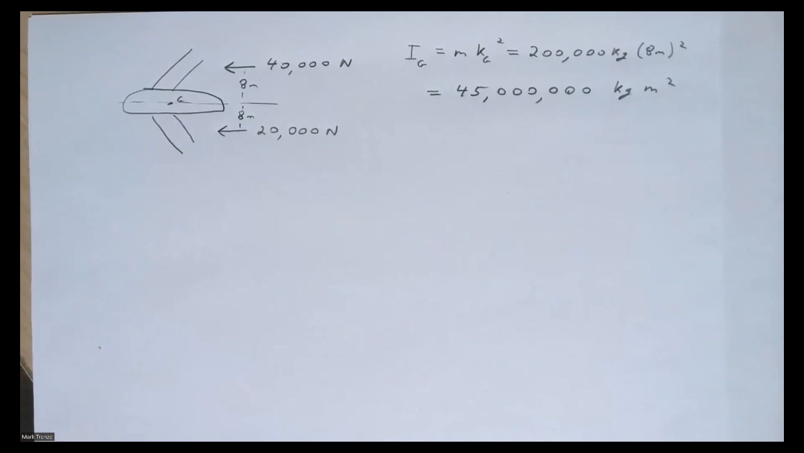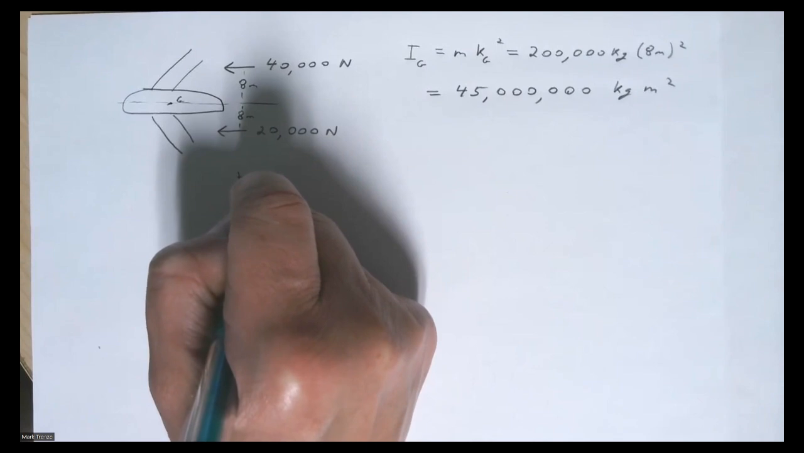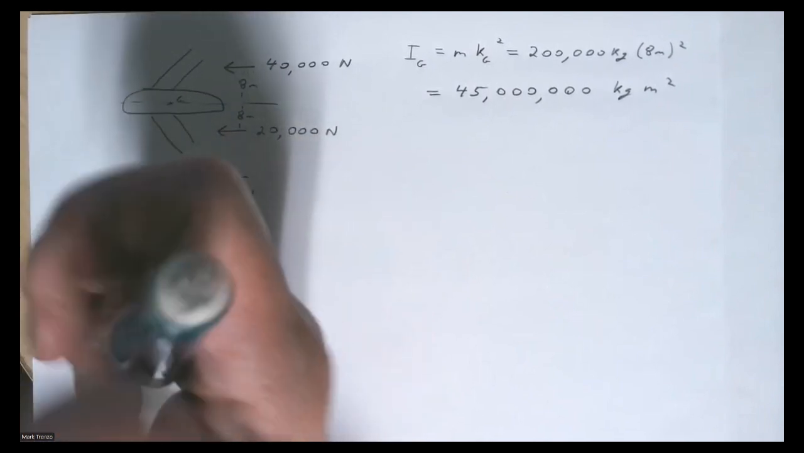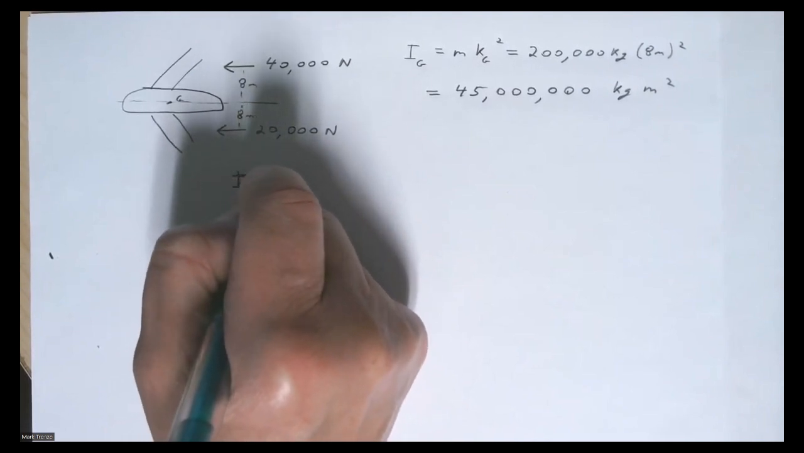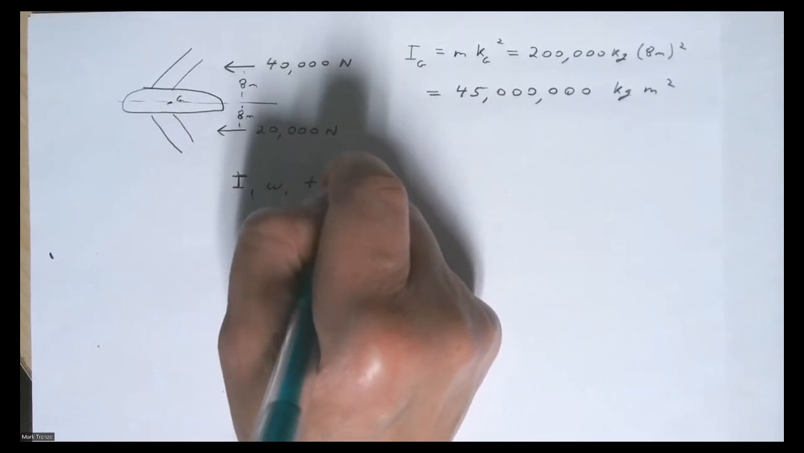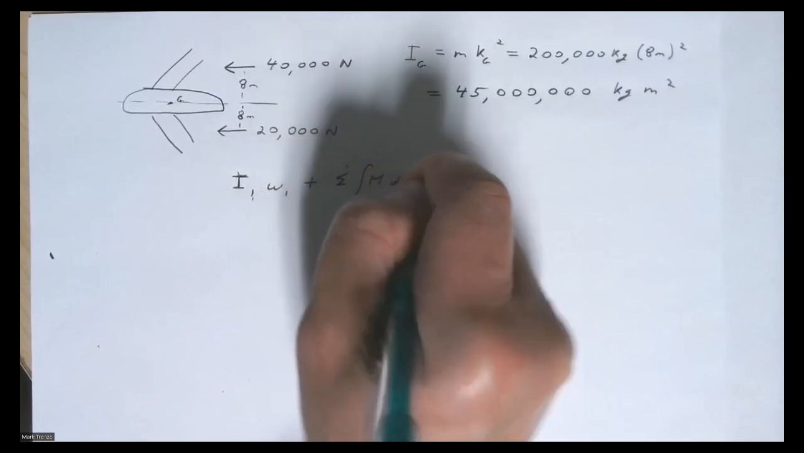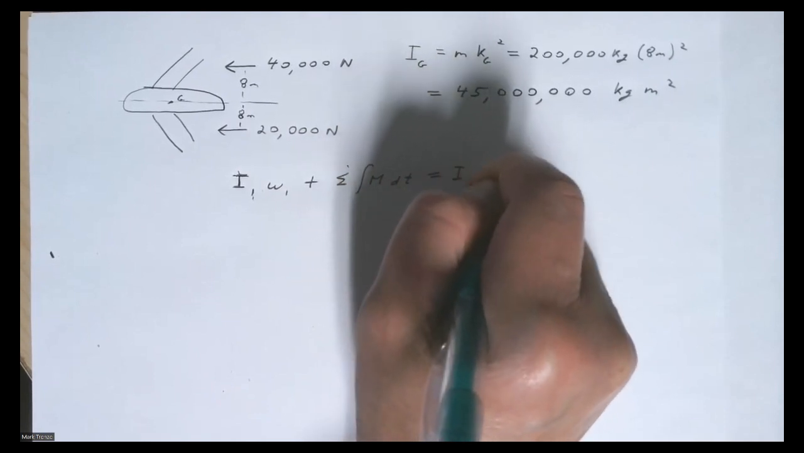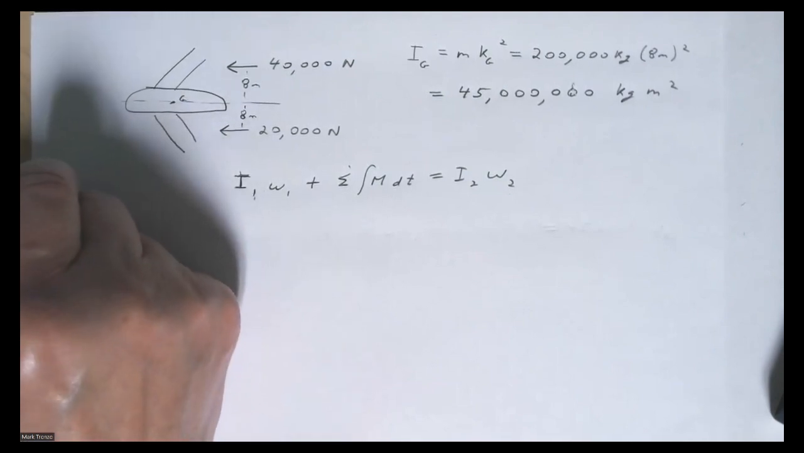And then we have most everything else we need. Keep in mind what we're going to use. We're going to use this equation, I1 omega 1 plus the summation of the moments delta t is going to be I2 omega 2. And of course, this is angular impulse and momentum.